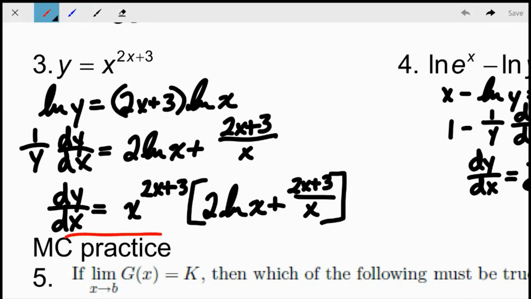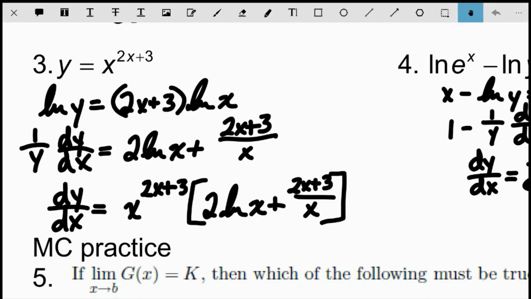And you can see, typically when we do this logarithmic differentiation, we're going to have messy looking derivatives. But that is the derivative of the function. It doesn't look really nice, but if I need to know dy dx for any x value, I just plug that x into that equation and that will give me the derivative.